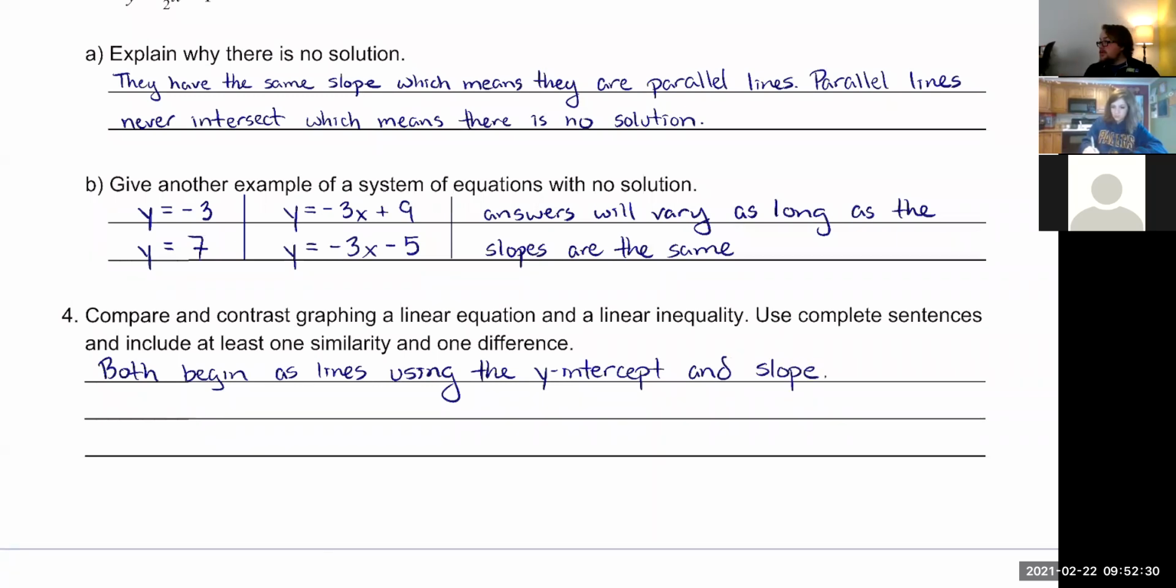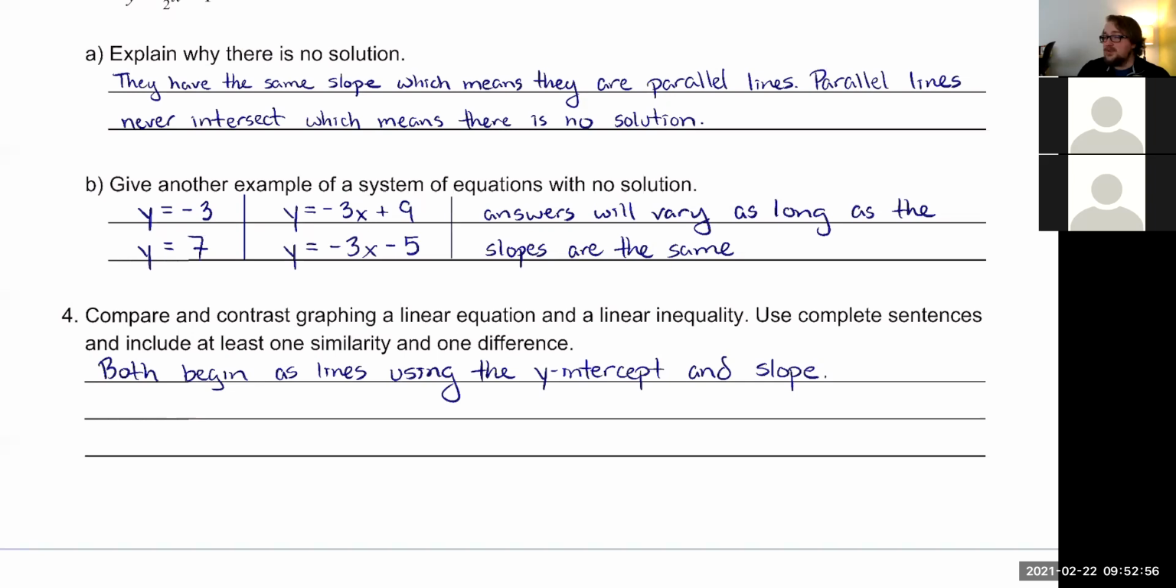So in our notes, when we first were graphing both of these, I pointed out very directly that the first two steps in graphing a linear inequality were the exact same two steps we used to graph a linear equation. We found the y-intercept, we started there, we counted out our rise over run, found additional points, had our line. And we do the exact same thing for linear inequalities. So this would be our similarity.